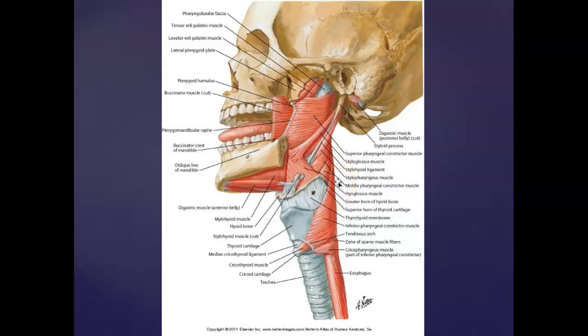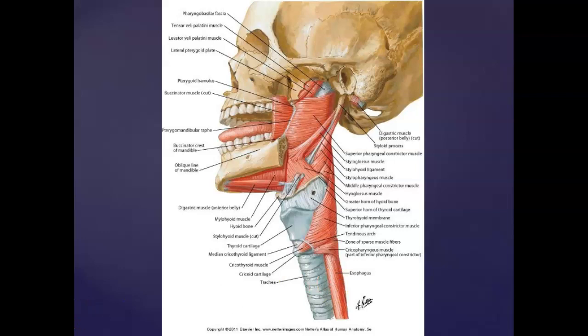So together, you can see how the superior, middle, and inferior are going to contract in sequence during swallowing. So there's going to be this propulsion of the food bolus down towards the esophagus, right? So back of the oropharynx, and then back here, and then down into the laryngopharynx, and then right down, shoving that food bolus down into the esophagus.